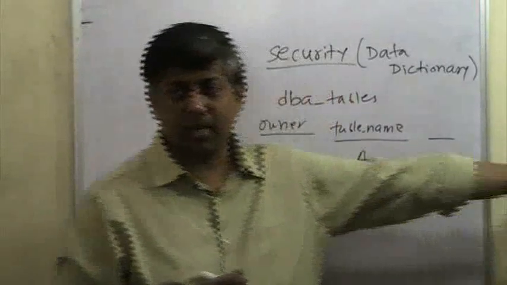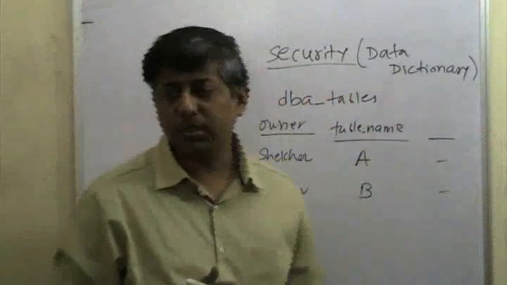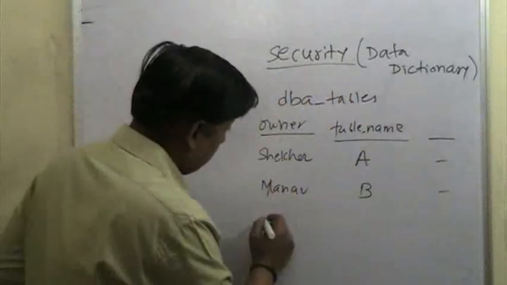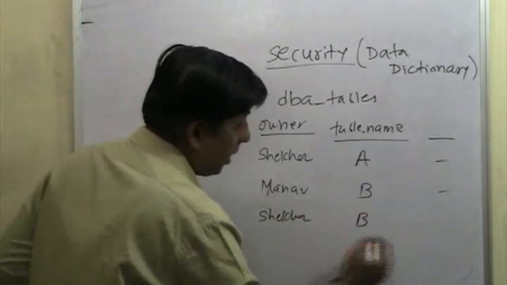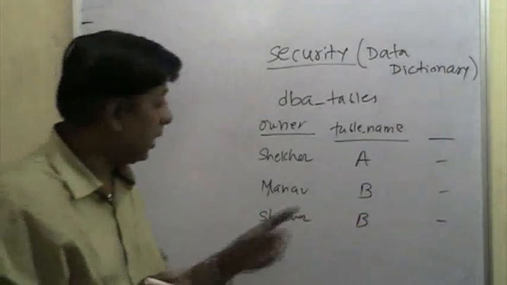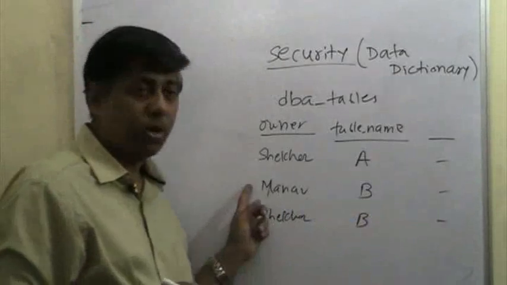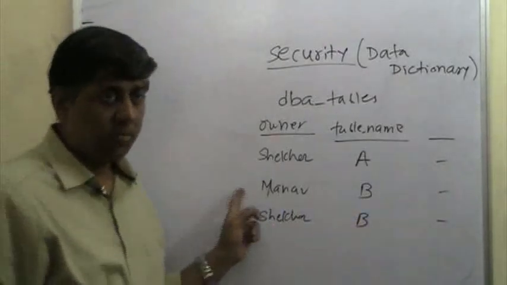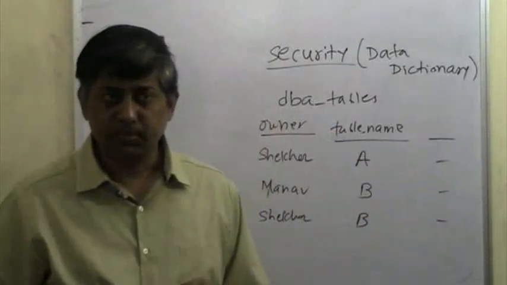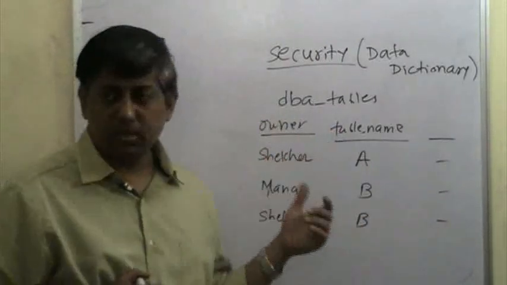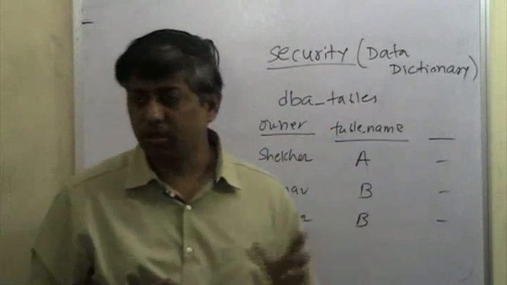In fact, there are almost 30-40 different columns in this table. And maybe again, Shekhar and table B. As you can see, table B is created by Shekhar as well as Manav, but those are different tables, one in this schema, one in this schema. That is what the DBA_tables are. Similarly, you will have DBA_views and sequences and synonyms and all that stuff.